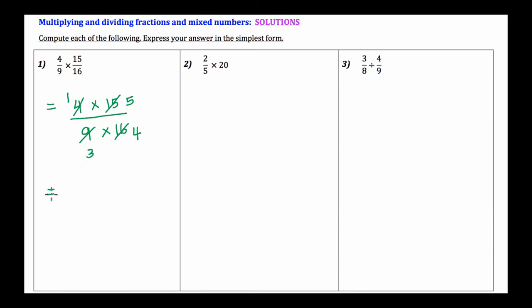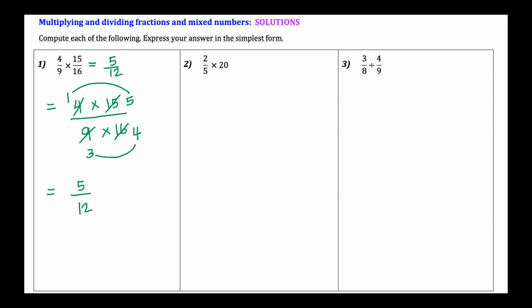Now that there is nothing else that's common, you multiply the numerator by the numerator, that's 5, and the denominator by the denominator, that's 12. So the answer to this problem, 4/9 times 15/16, is 5/12.